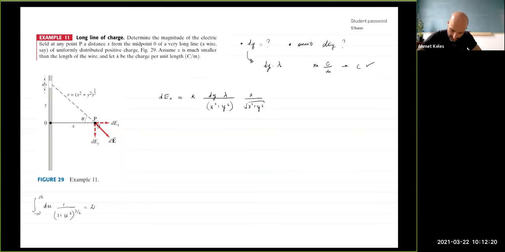So if I integrate, Ex should be equal to, so let's take everything independent of the integral. So x is constant, right? X doesn't change with the integral, only y changes. So I can take it out. Lambda I can take out, k I can take out. So it's something like that: k lambda x, integral of dy, 1 over x squared plus y squared to the 3 over 2.